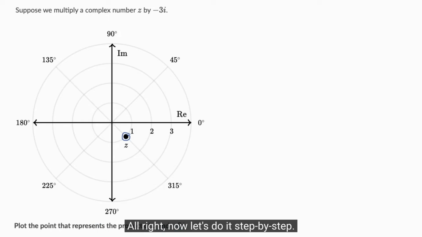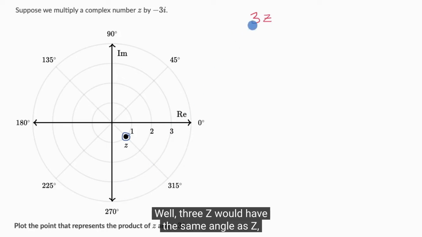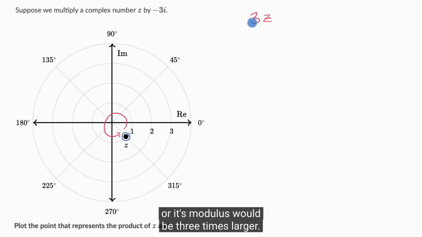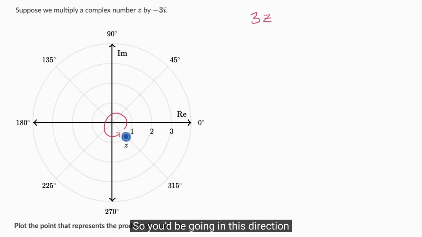All right, now let's do it step by step. First, I want to think about where 3z would be. Well, 3z would have the same angle as z, but its absolute value, or its modulus, would be 3 times larger. So you'd be going in this direction, but it'd be 3 times further. So that's 1 times its modulus, that's 2 times its modulus, that's 3 times its modulus. So 3z would be right over here.